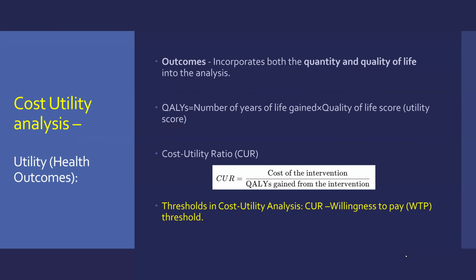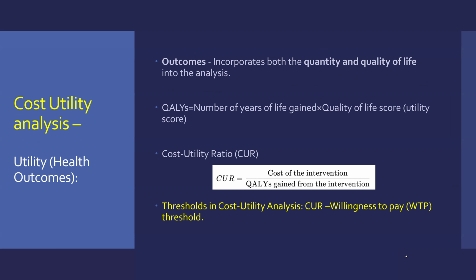Now coming to cost utility analysis. Utility captures both the quantity and quality of life. We talked about QALYs. So cost utility analysis is cost divided by the quality of life, so QALYs. So what is the cost to gain one QALY?